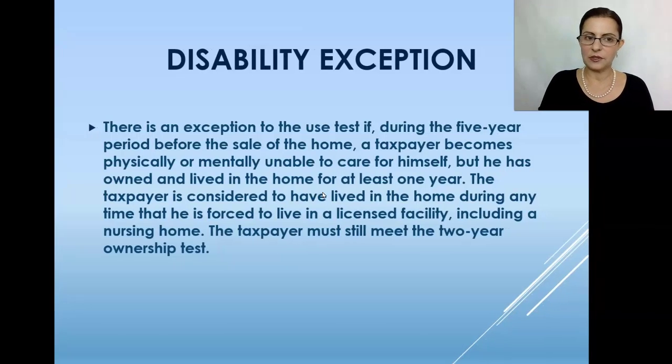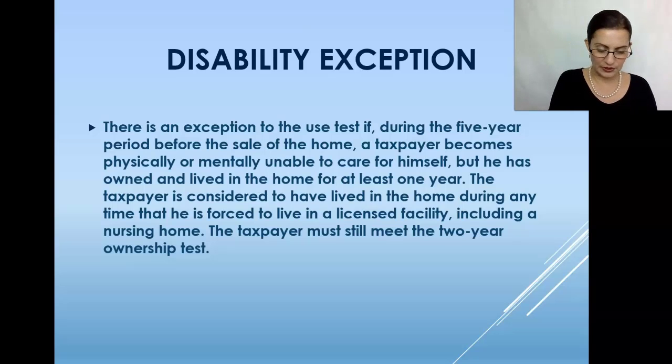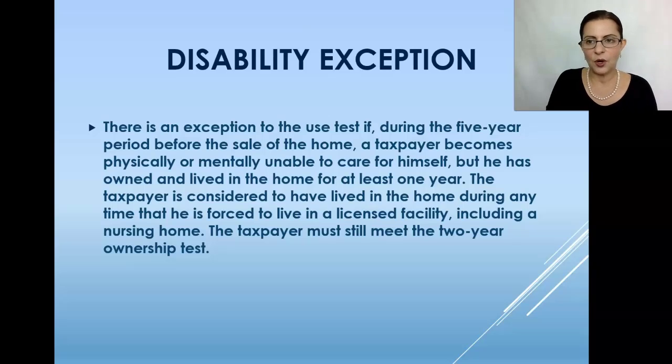So it's still a 5-year look-back period, but if a taxpayer becomes disabled and they actually have to move out of the house because of their disability, for example, if I purchase a home and I'm living in it, and then I have a physical or mental disability that forces me to go live in a licensed facility or a nursing home or something like that, then as long as I lived in the home for at least a year, then I'm considered to have met the use test as long as I meet the 2-year ownership test. I still have to meet the 2-year ownership test if I want to take that full $250,000 exclusion.